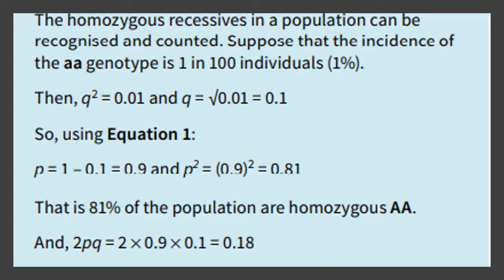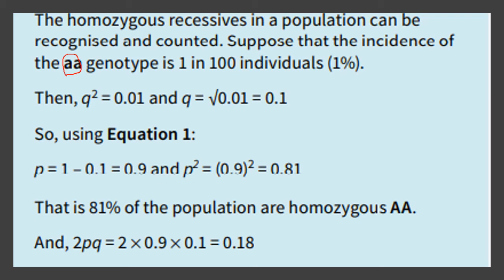So let's look at an example from the textbook just so you get a feel of how this works. In this example, it says the homozygous recessives in the population can be recognized and counted. Suppose that the incidence of the aa genotype, so this is what a homozygous recessive would look like. Again, recall from chapter 16 how we write something that's homozygous, heterozygous, or what's dominant and what's recessive. So suppose that the incidence of homozygous recessives, that's these two small a's, is 1 in 100 individuals.